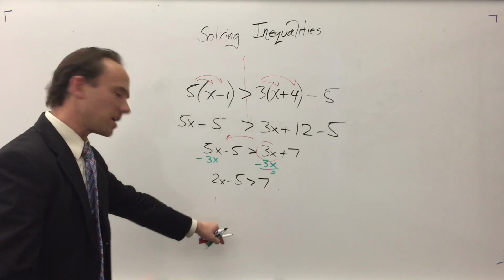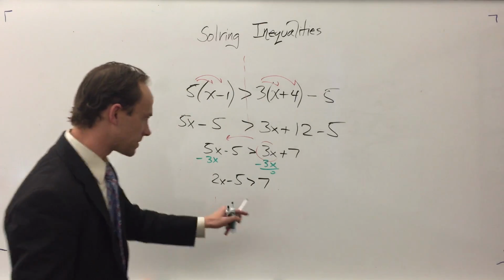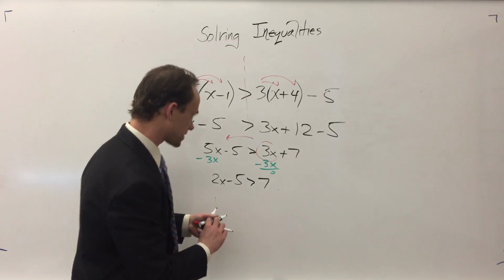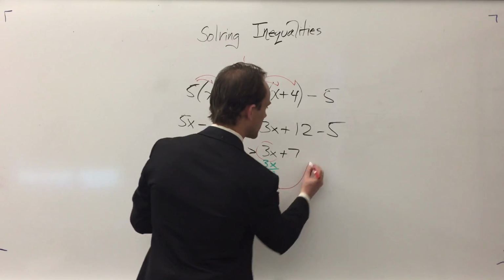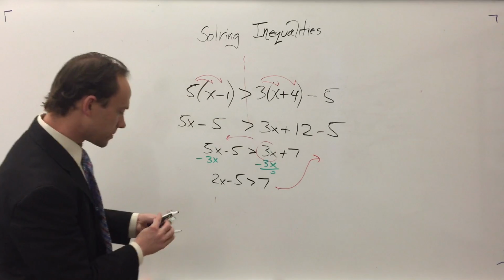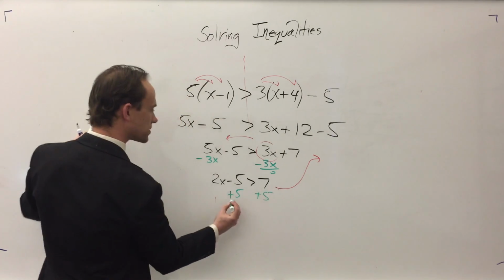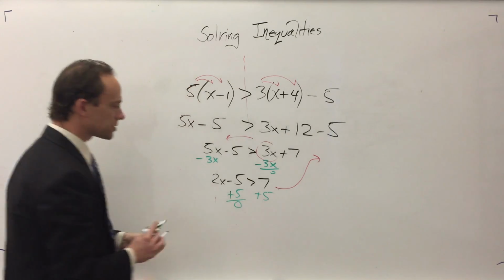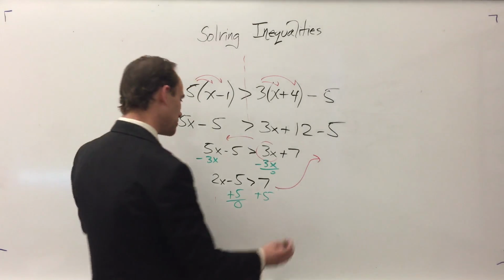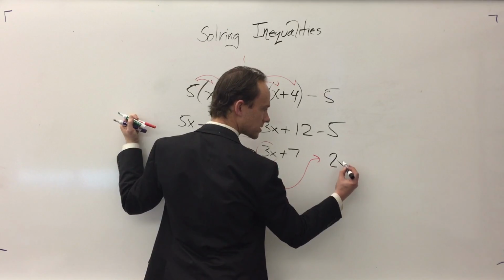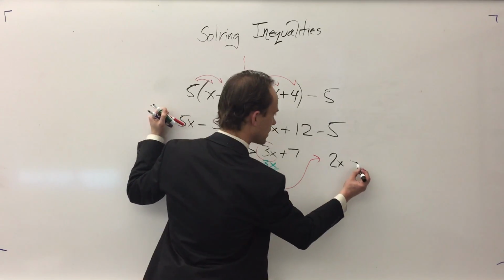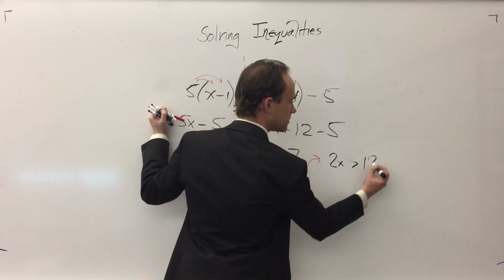I'm not worried about the bottom of the board. I got my little arrows down here, but I think I'm good because I only got 2 more steps. I might just drag it up a little bit here. So now I'm going to add 5 to both sides. That's going to get me closer to isolating the variable x. So I got 2x is greater than 12.